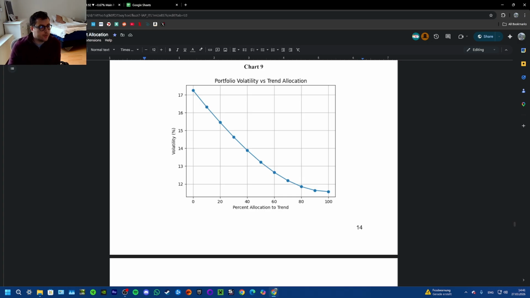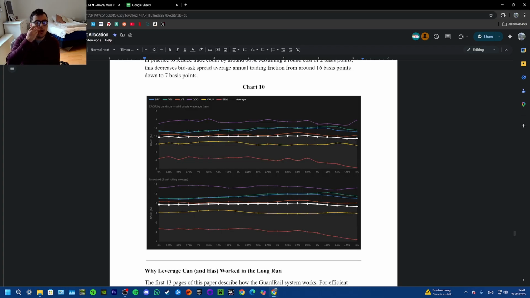So you can see that first 50%, you're going all the way from over 17% volatility in stocks all the way down to about 13, just over 13% volatility. And then going from 50% allocation to trend to 100% allocation, you're only going from 13 point something down to 11 point something. So it's still definitely less volatile, but you're getting most of the benefit just from a 50% allocation. So this next part is about tolerance bands.